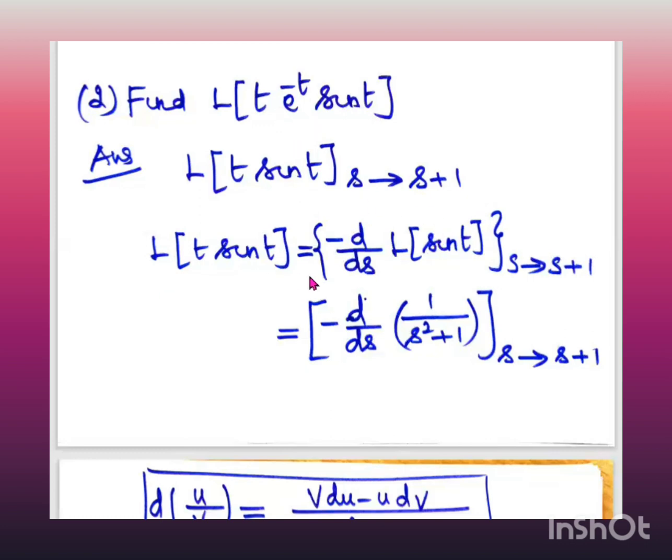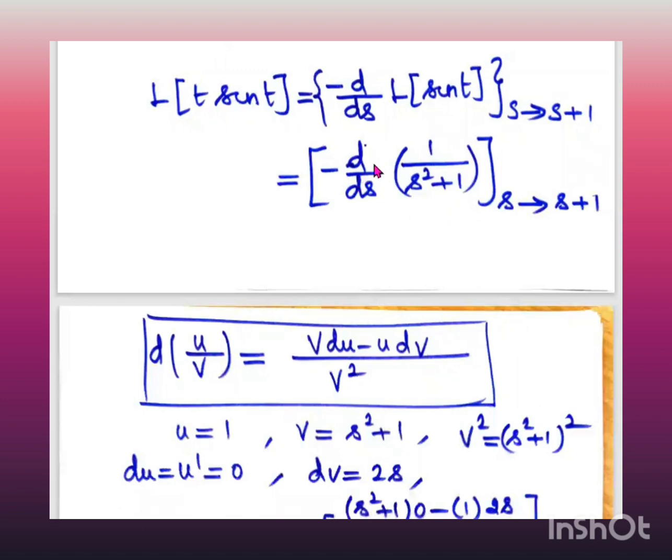L of t sin t, just now we studied the formula. L of t f of t is equal to minus d by ds L of f of t. So L of t sin t is equal to minus d by ds L of sin t, s tends to s plus 1. So minus d by ds, what is the L of sin a t? a divided by s square plus a square. What is the L of sin t? 1 divided by s square plus 1. Overall, you have to write s tends to s plus 1. In the final answer, if there is s, instead of s, you have to apply s plus 1. Okay, that's why we are writing in each term.